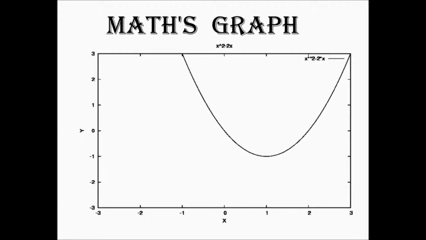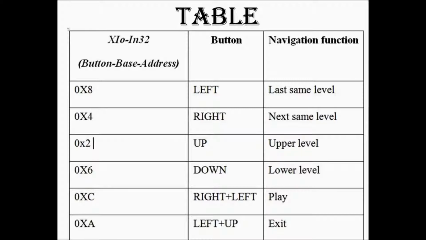This table contains 7 rows, 3 columns. Column 1, row 1 is Xiom32, button base of S. Column 2, row 1 is button. Column 3, row 1 is navigation function. Column 1, row 2 is aux8. Column 2, row 2 is left. Column 3, row 2 is last same level.